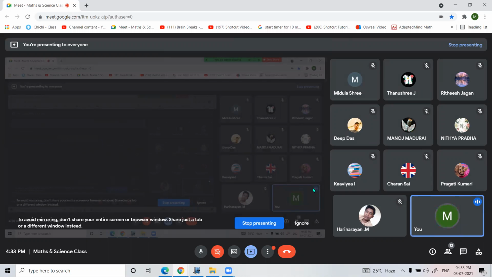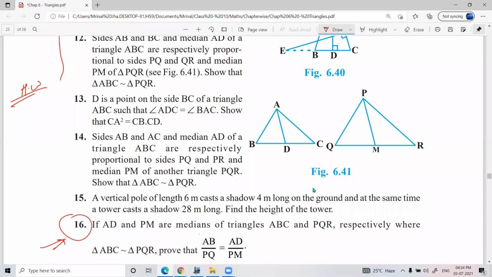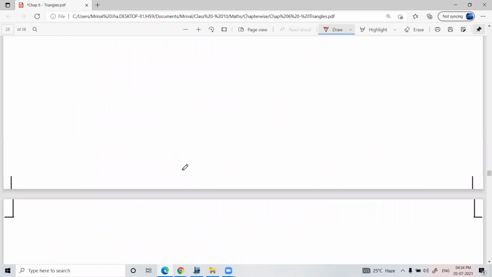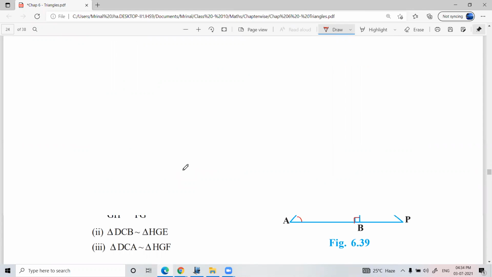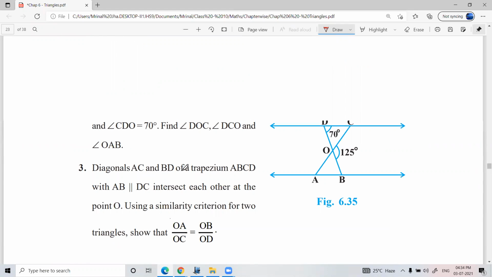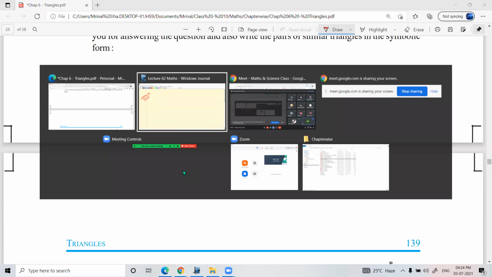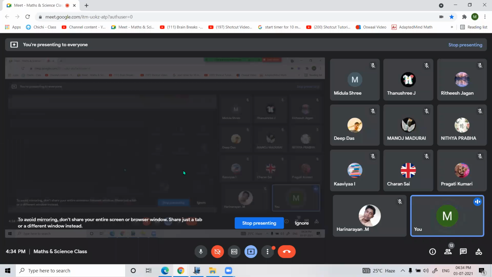So let's get started now. How are you people practicing all the questions from NCERT? How many of you have completed all the questions up to exercise 6.3? Yes, sir. Okay. Who was that? Kavya or Nitya? I always get confused with your names. Kavya, sir. Kavya, okay.